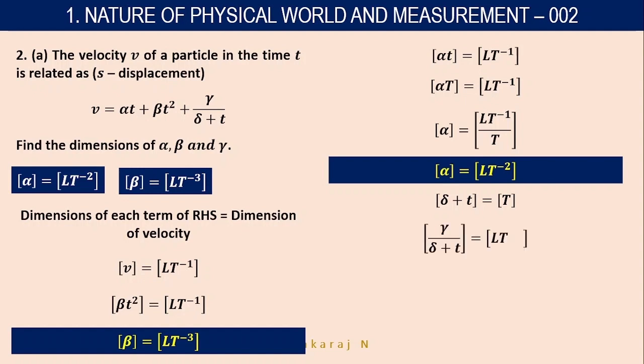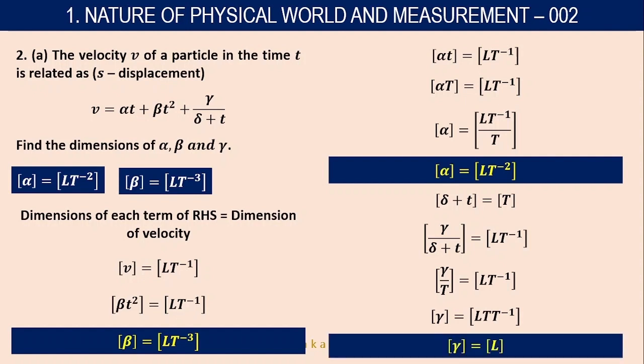Dimension of gamma divided by delta plus t equals the dimension of velocity, LT power minus 1. Dimension of gamma divided by T equals LT power minus 1. Dimension of gamma equals L. T power minus 1 cancel.